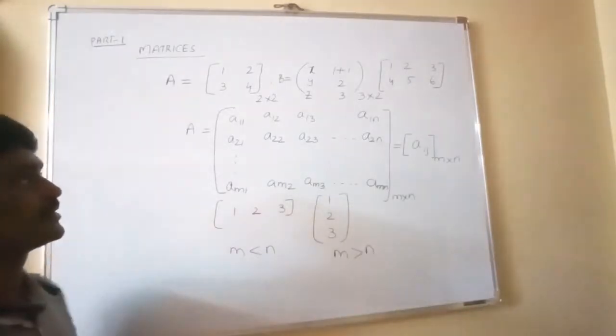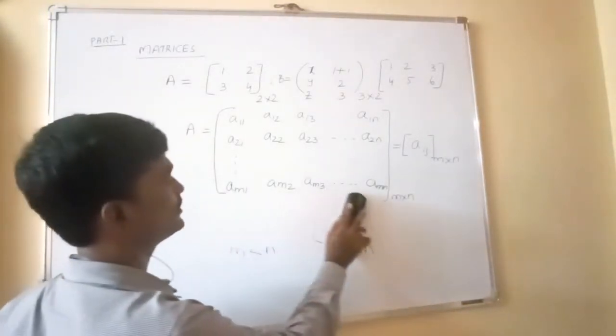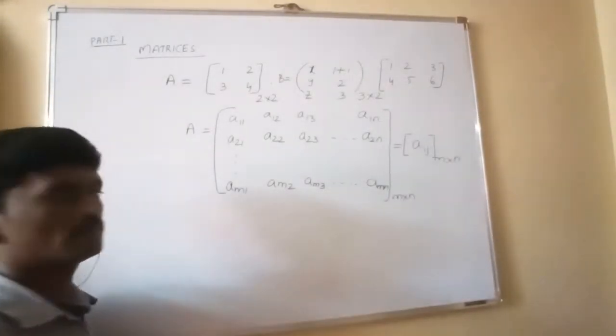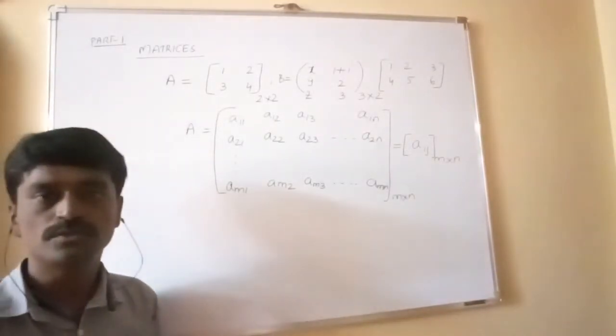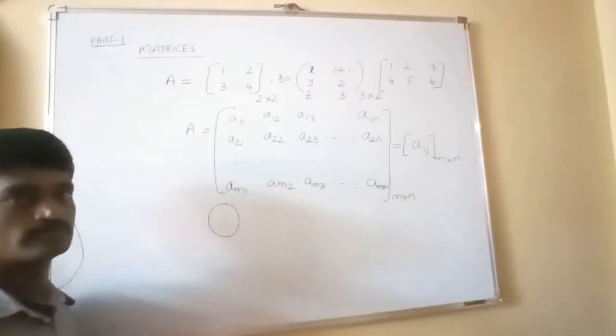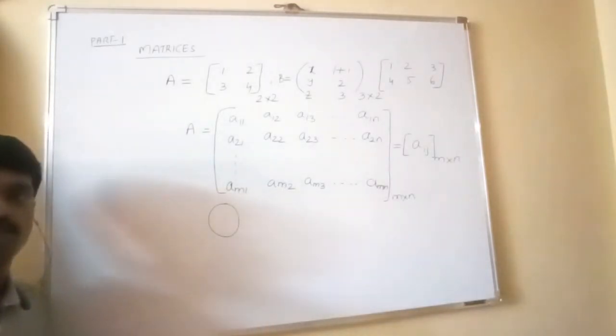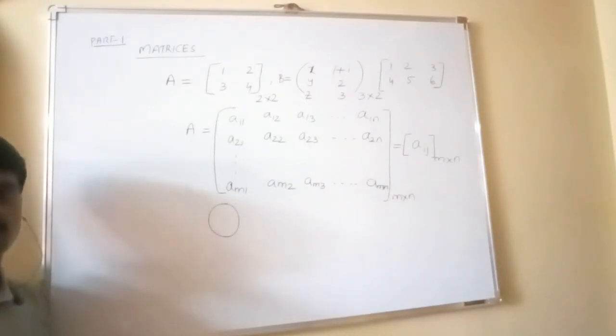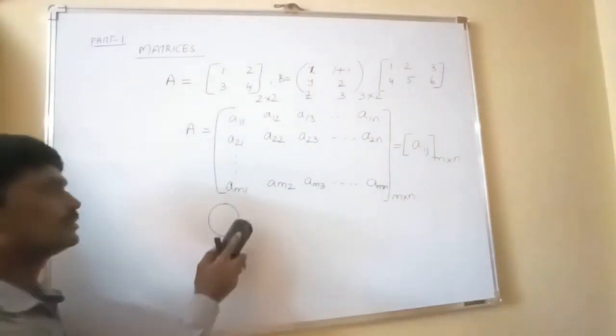Next, null matrix. So what is the definition of null matrix? A matrix in which all elements are equal to 0. And it is denoted by capital O. Null matrix is denoted by what? Capital O. A matrix in which all the elements are equal to 0. It may be either a rectangular matrix or a square matrix. So that was the next definition.